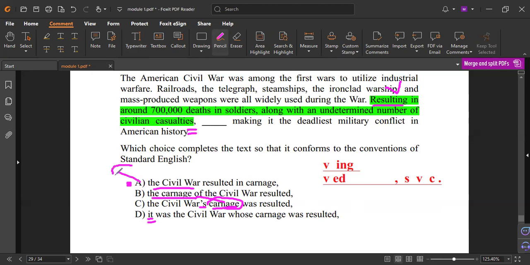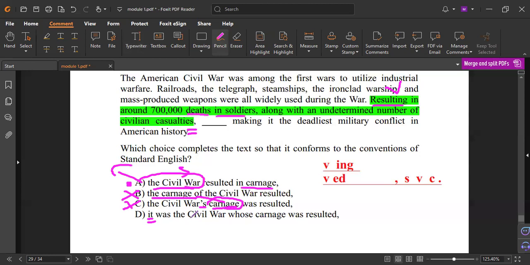It is the civil war. Why? Because the civil war resulted in carnage. Because who did this action? Resulting in death among soldiers throughout the war, not the carnage. So B is wrong and C is wrong. Why is D correct?